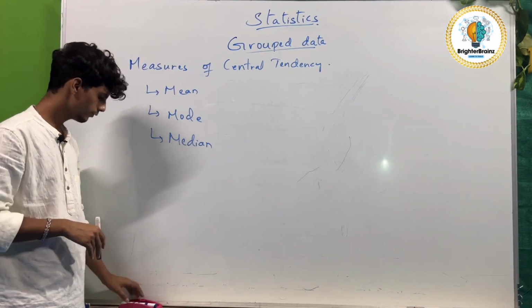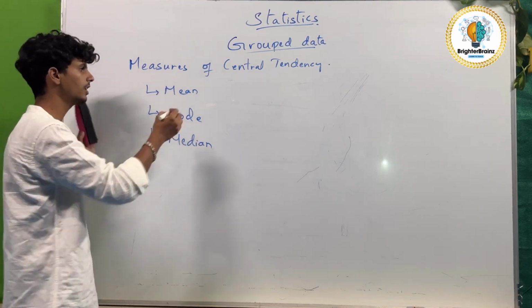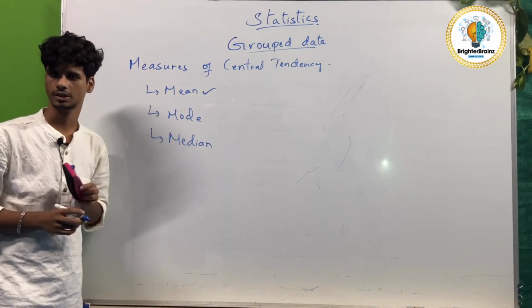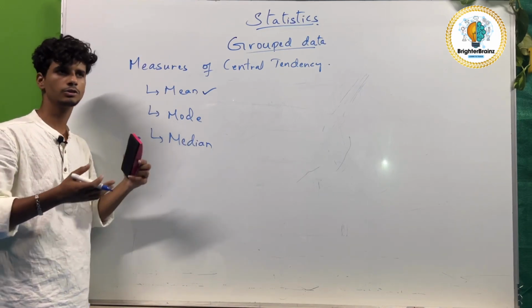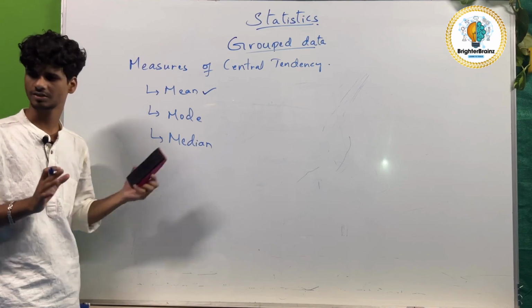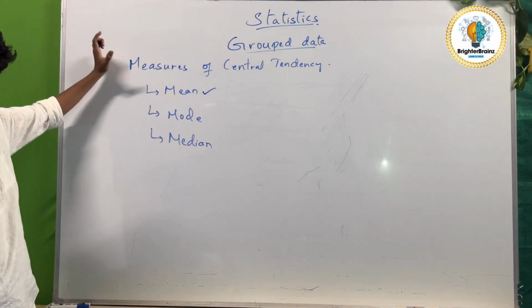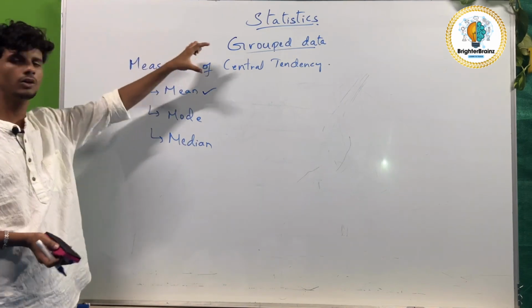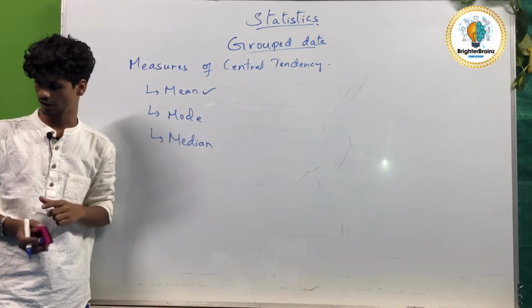Now in this class we will be discussing the mean completely and the different methods to find the mean. We'll be discussing all these topics here. Please note it down: these three are called measures of central tendency, that is mean, mode, median.